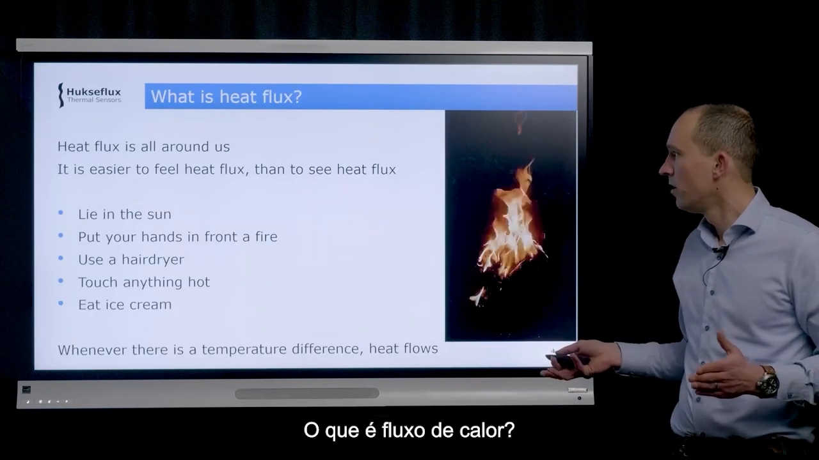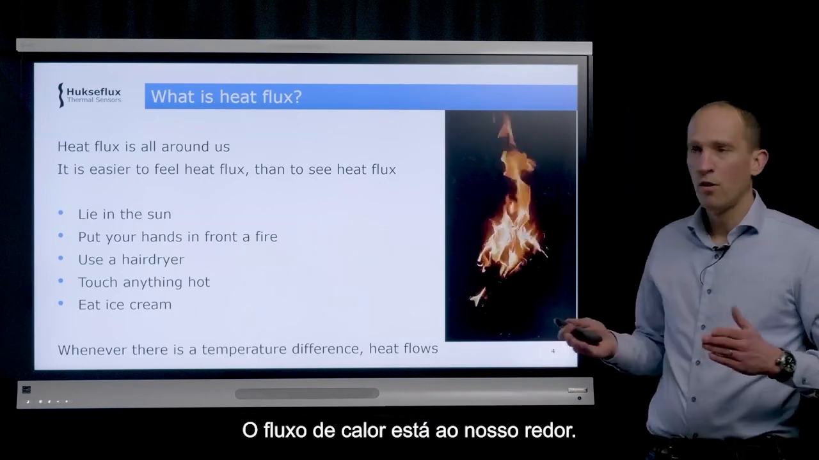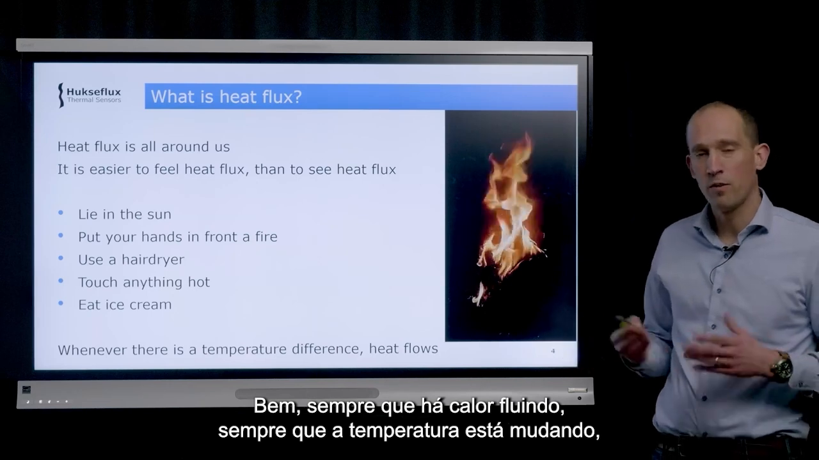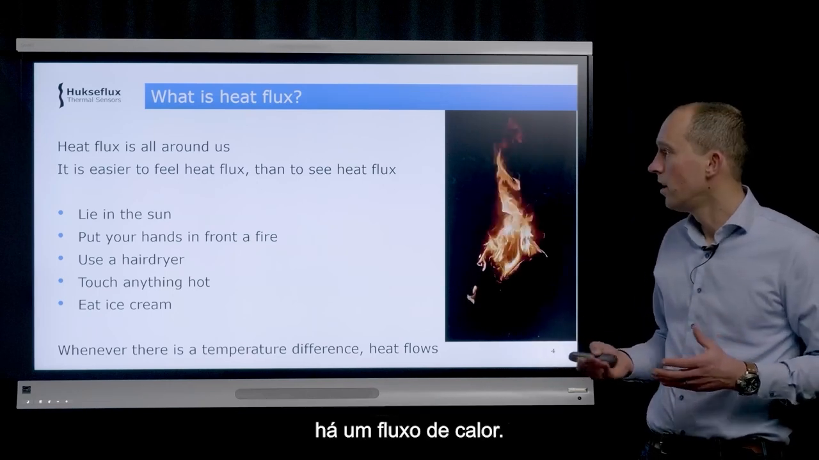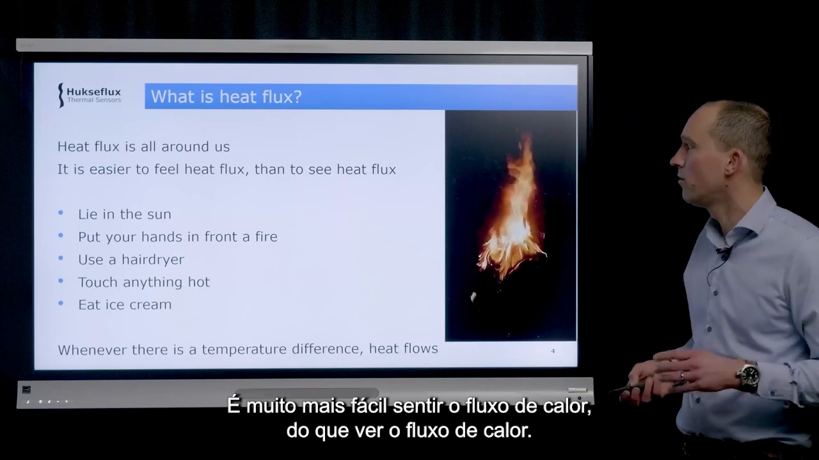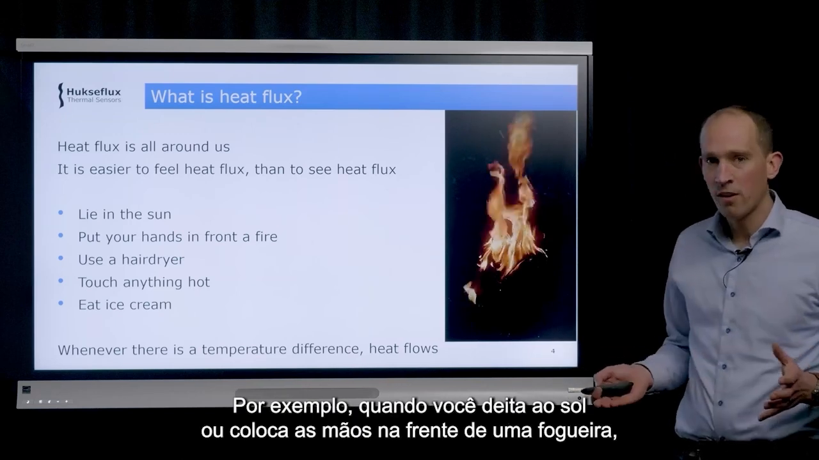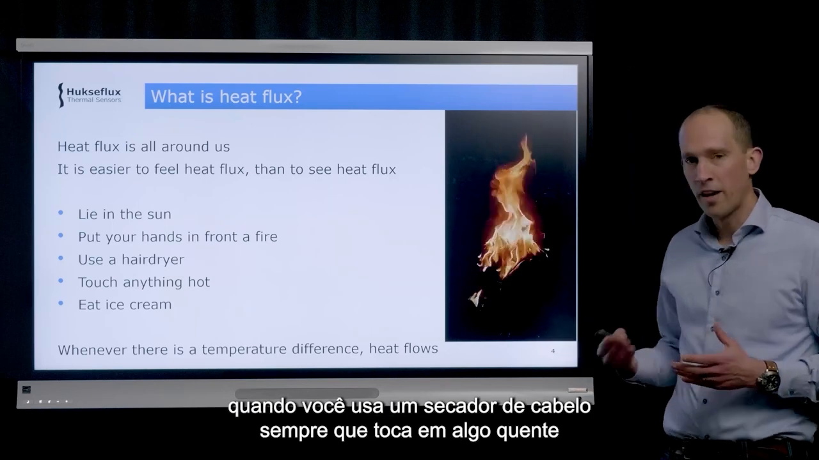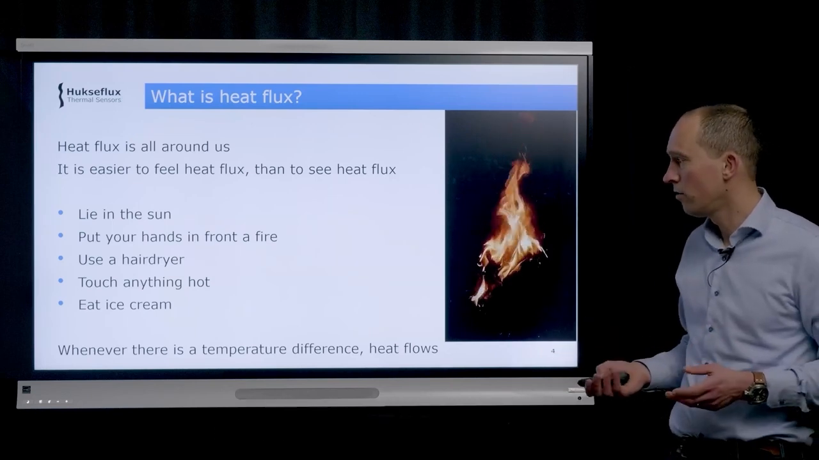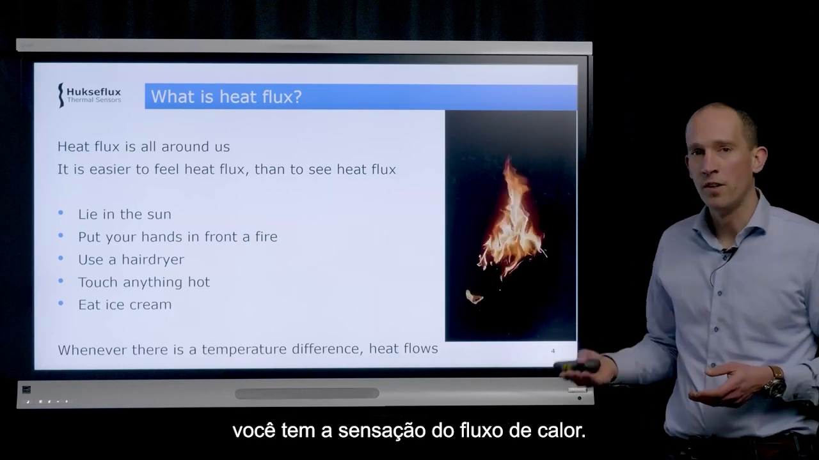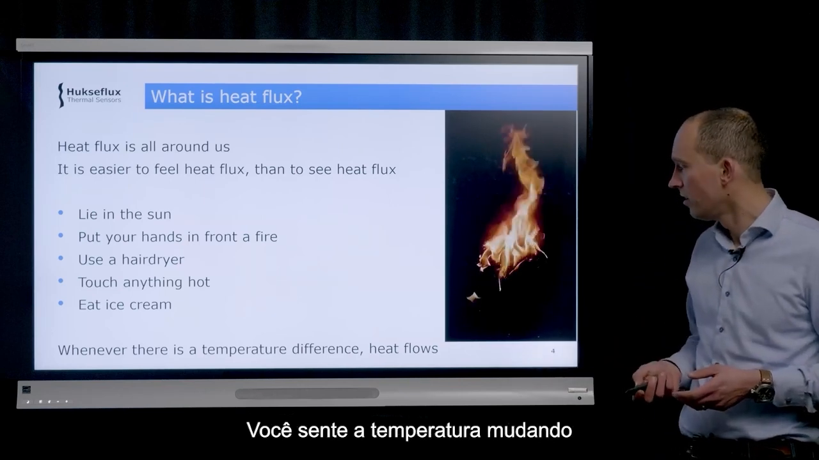Okay, so back to the beginning. What is heat flux? Heat flux is all around us. Whenever there is heat flowing, whenever temperature is changing, there is a heat flux. It's much easier to feel heat flux than to see heat flux. For example, when you lie in the sun, or you put your hands in front of a fire, you use a hair dryer, whenever you touch anything hot, or even when you eat an ice cream, you get a sensation of heat flux. You feel the temperature changing.